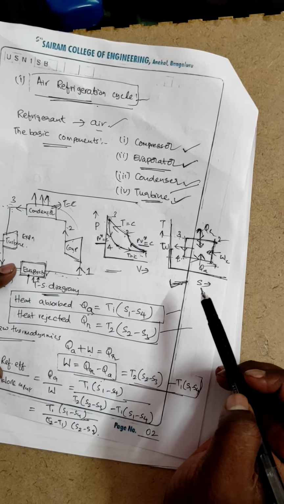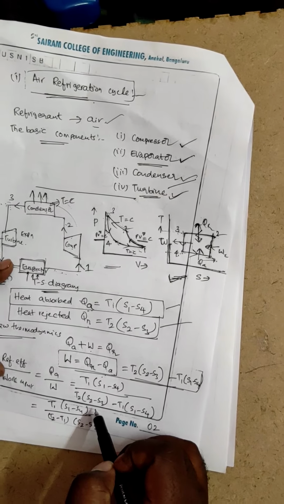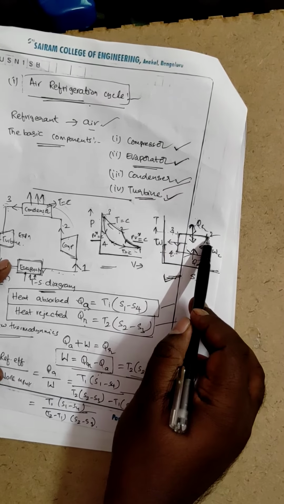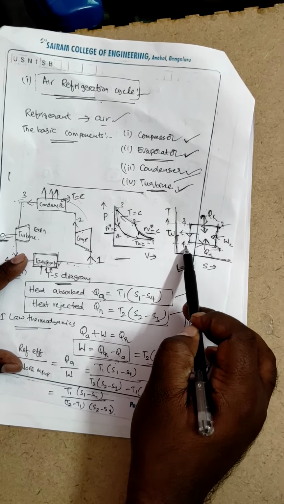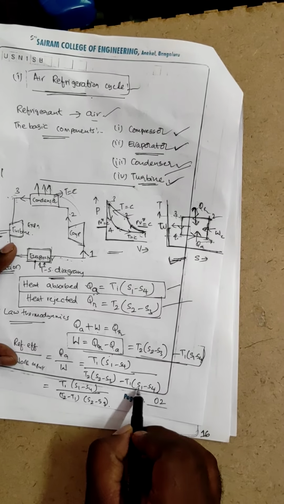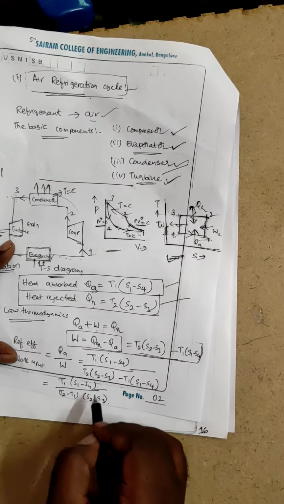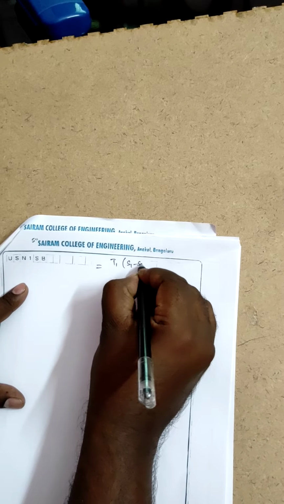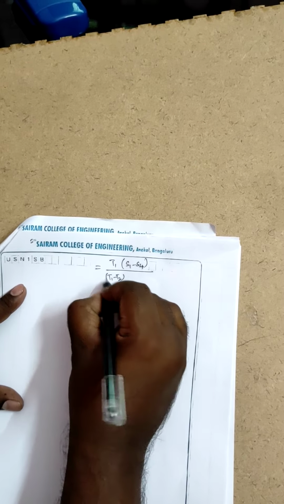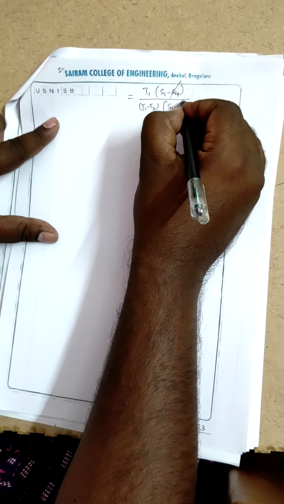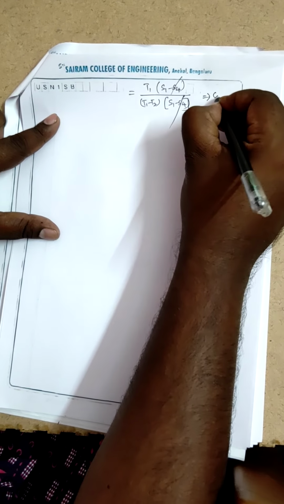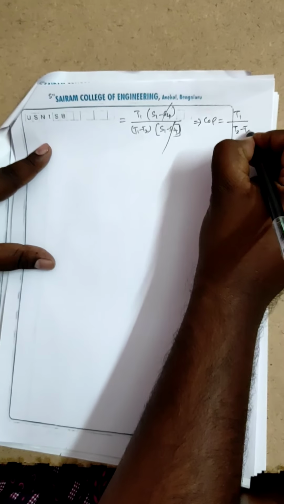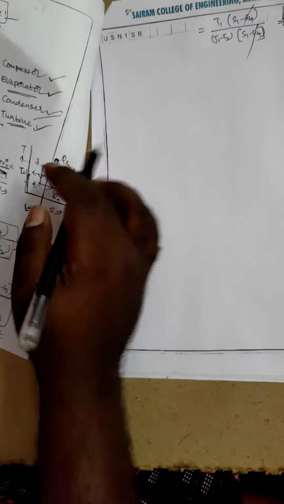One more thing: T2 minus T1 times S3 minus S2 is equal to S1 minus S4, since S1 equals S4 and S2 equals S3. So in place of S4 we can write S3, and in place of S1 we can write S4. If you rearrange, the same equation will be T1 into S1 minus S4 divided by T2 minus T1, taking the temperatures separately, into S1 minus S4. So both terms cancel, and finally you get COP as T1 by T2 minus T1. So this is the COP of the air refrigeration cycle. We have seen the derivation.